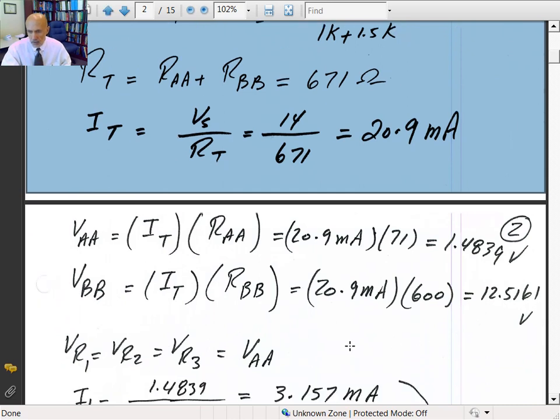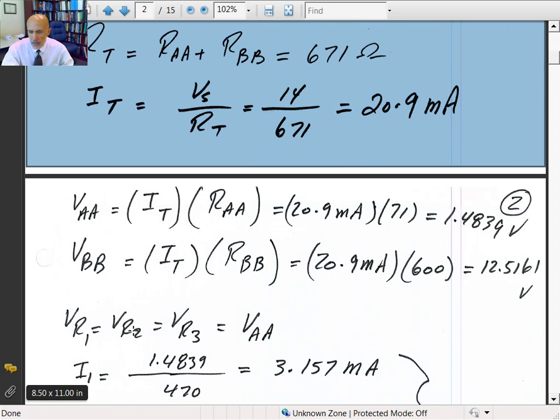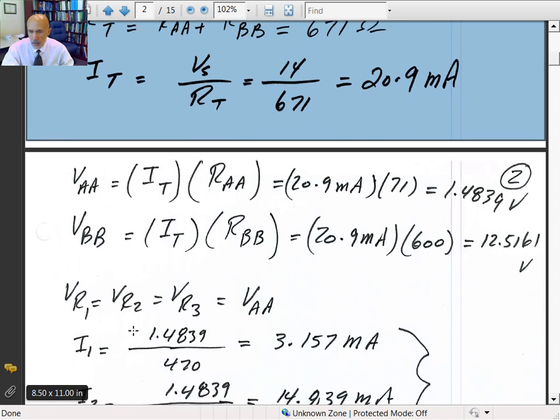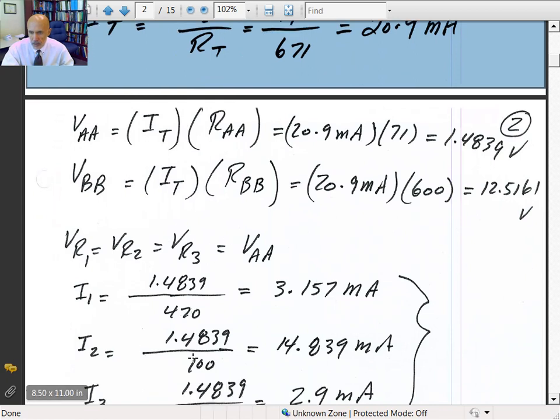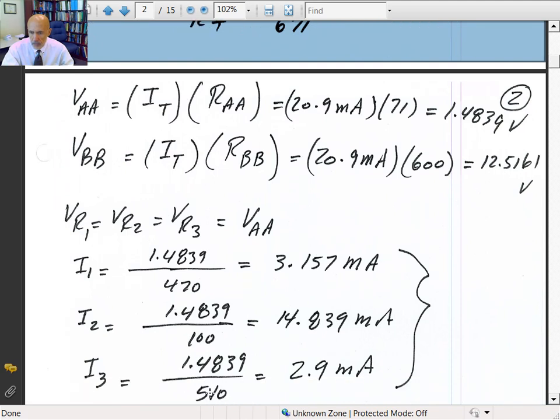And those three are connected in parallel, so the voltage across R1, R2, and R3 is the same as V sub AA. And the same thing with the voltage across R4 and R5, which are connected in parallel, it will be the same as the voltage BB. So once you have the voltage, you can calculate the current. I1 is the voltage divided by 470. I2 is the voltage divided by 100, and I3 is the same voltage divided by 510. If you add those three, this should add up to I total.